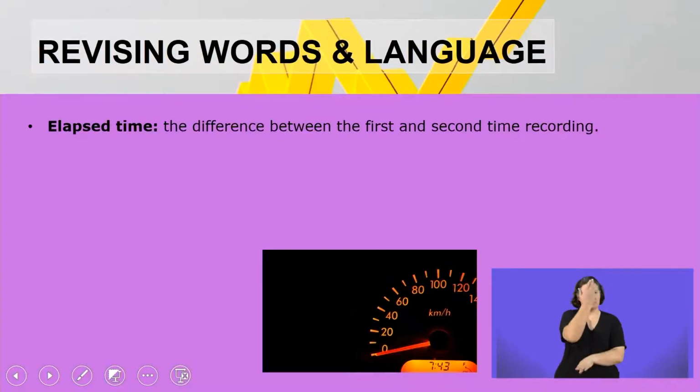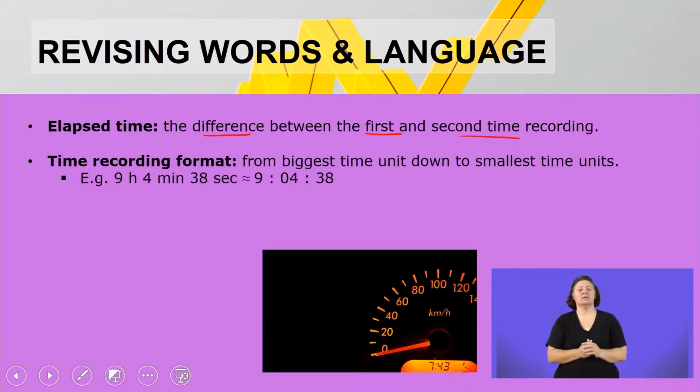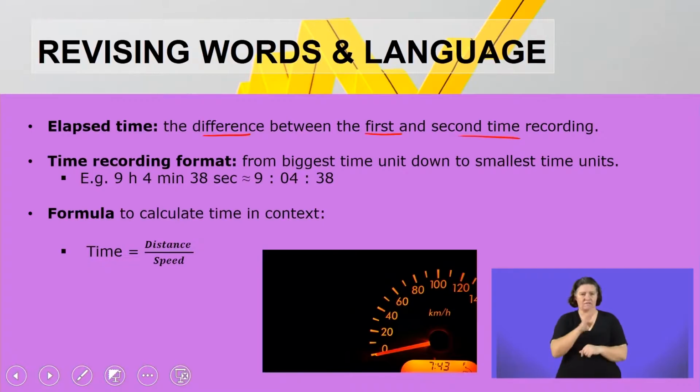All right, so let's quickly look at a few other words. Elapsed time, that will be the difference between the first and the second time recording. Then also time recording formats. Remember, we write from the biggest down to the smallest unit. For example, 9 hours, 4 minutes and 38 seconds. And then also, when we calculate formula in context, which we're going to do later on, we use the formula time equals distance divided by speed.